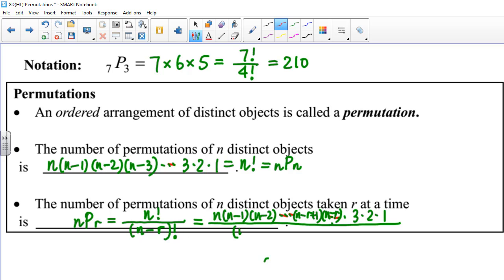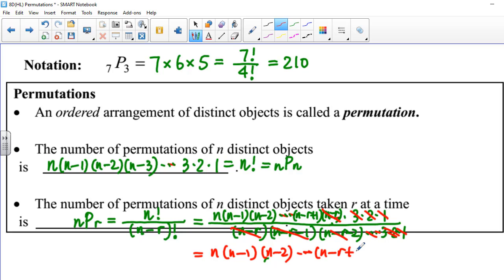Factorial means n minus r times n minus r minus 1 times n minus r minus 2 all the way down to 3, 2, 1. So that means starting from n minus r all the way to 3, 2, 1 can be cancelled out with the entire denominator. Therefore, nPr also can be equal to n times n minus 1 times n minus 2 all the way to n minus r plus 1.